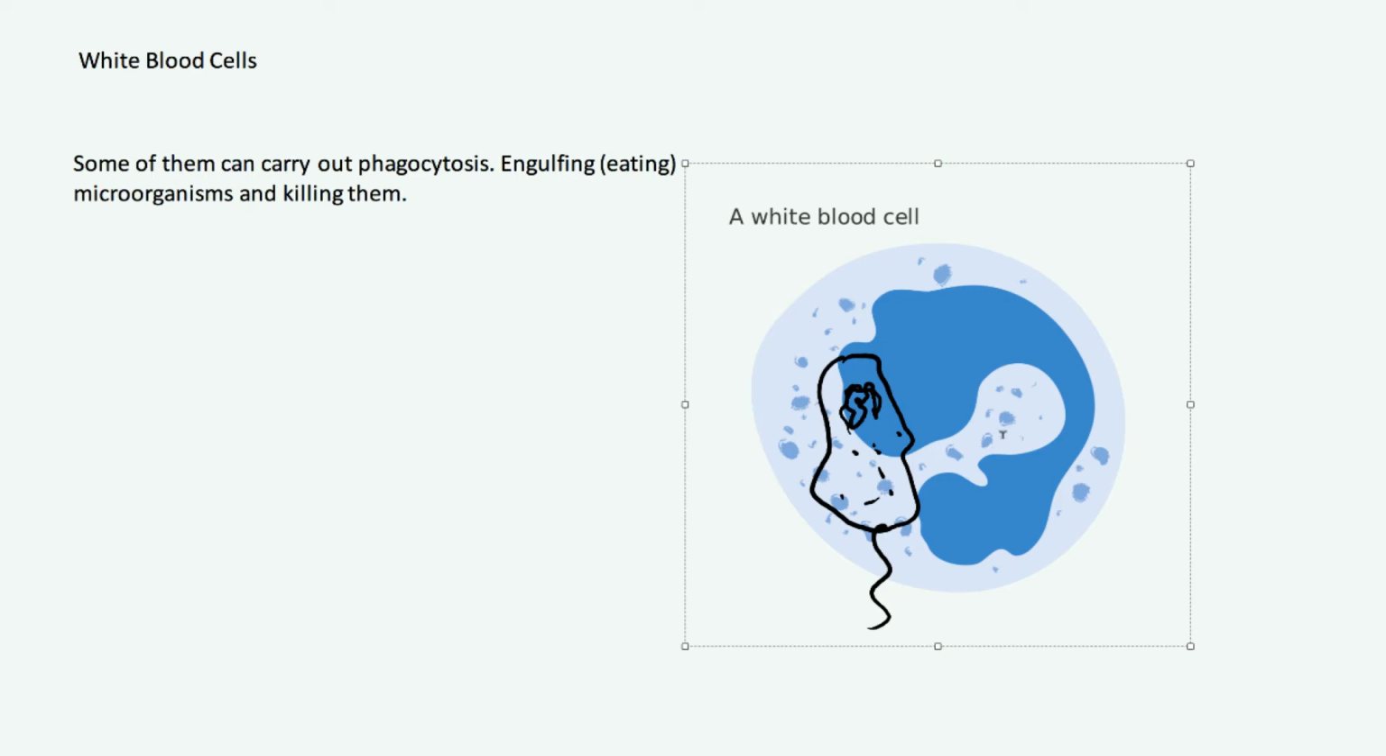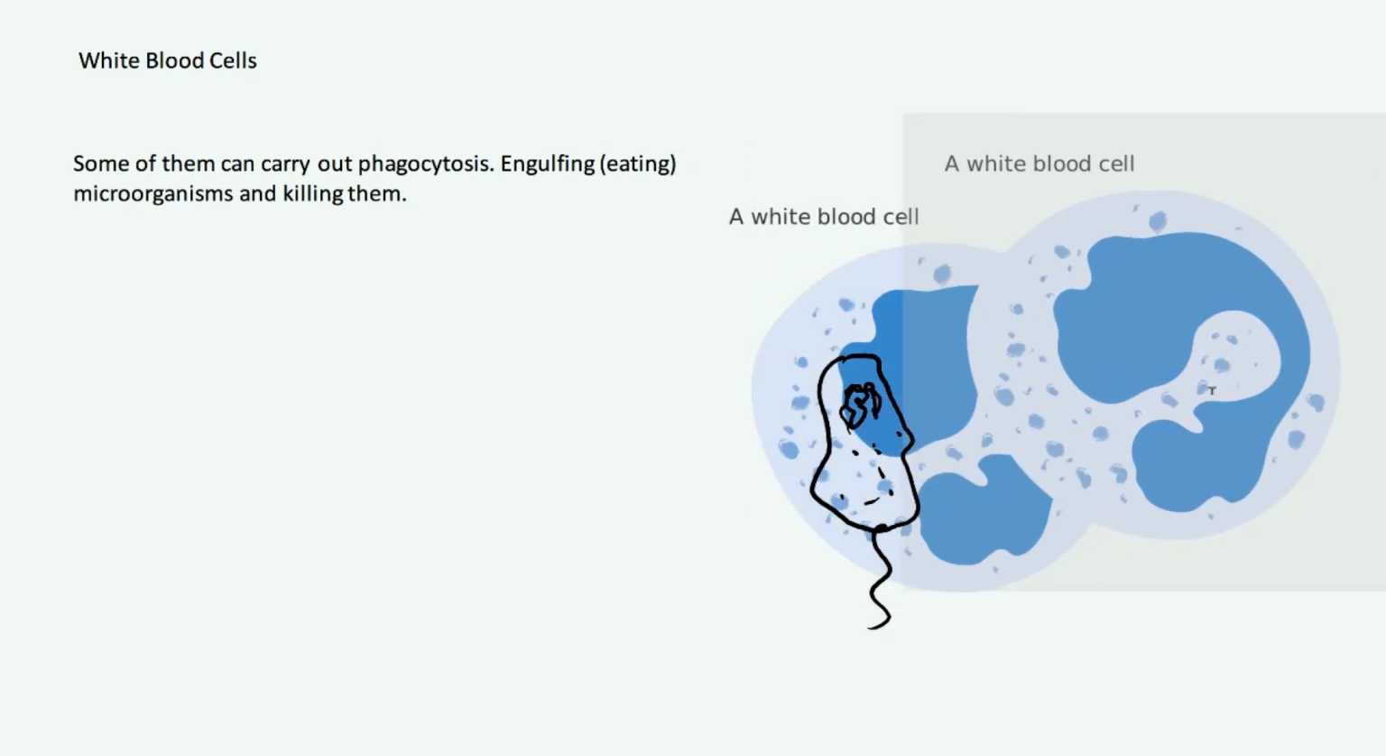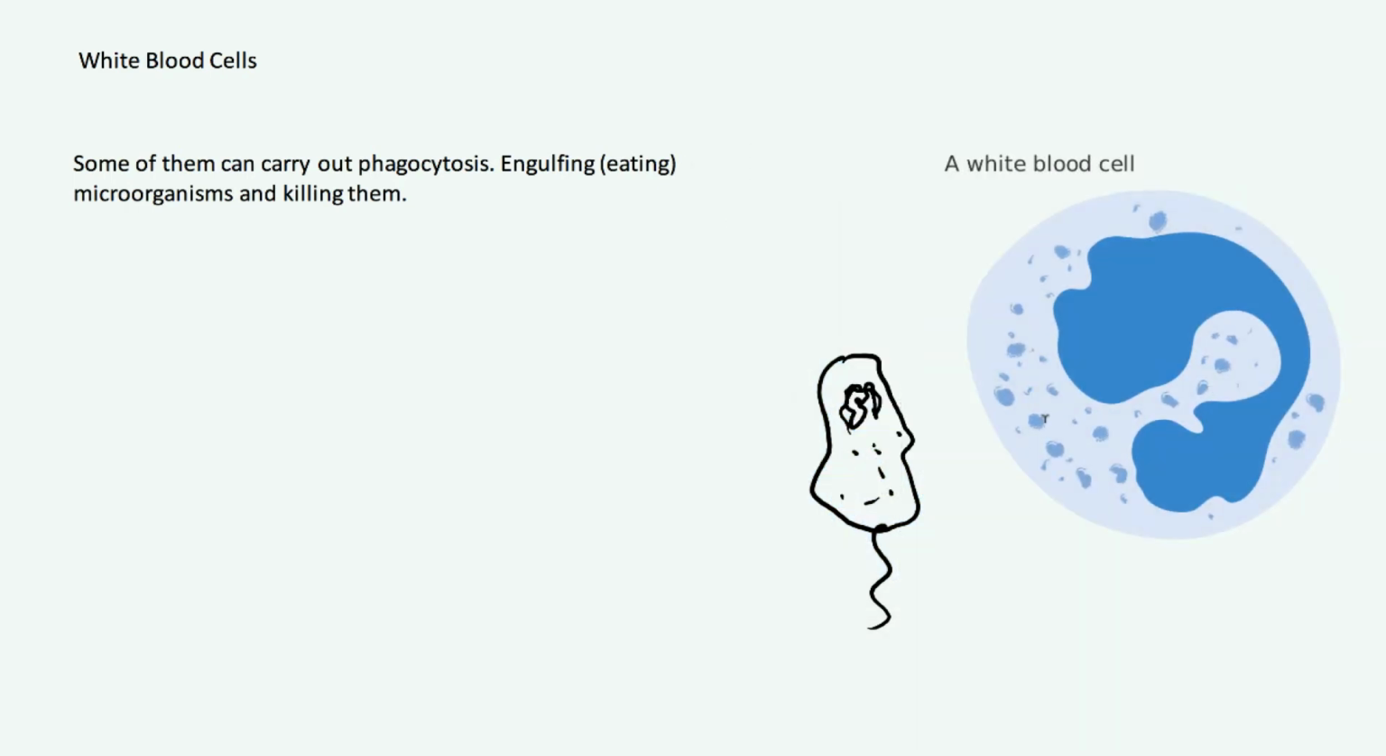It changes shape and basically engulfs that pathogen, eats it, and then inside the white blood cell, it digests the bacteria, and the bacteria dies, right? And then you've just got bits of the bacteria in your white blood cell. Basically products of digestion, and they can deal with those. Sorry about that. And so yeah, they can just get rid of the bacteria by actually digesting them with enzymes inside the white blood cell.